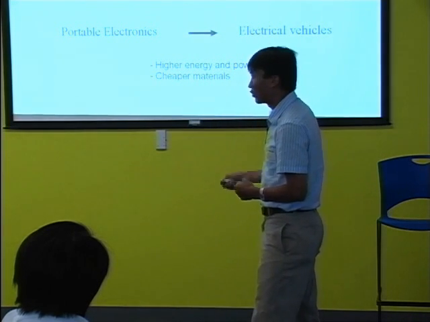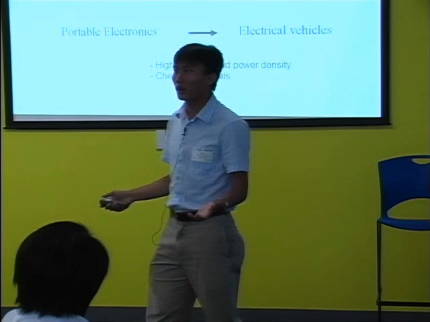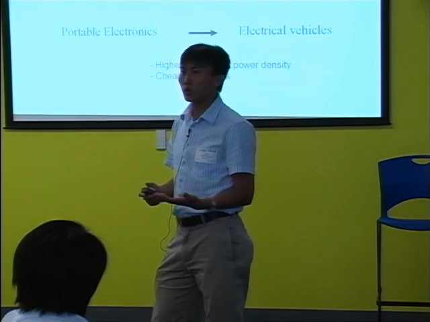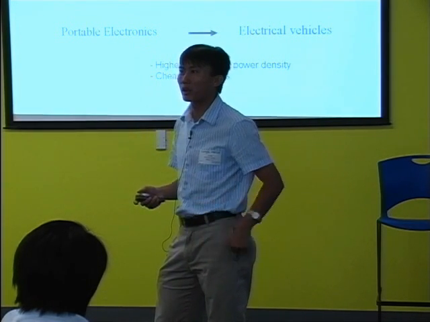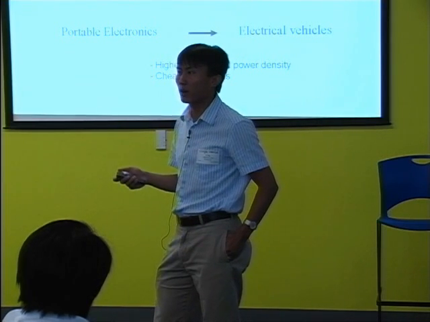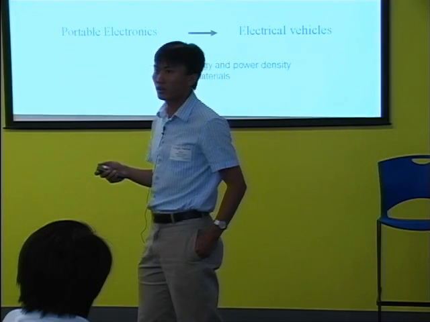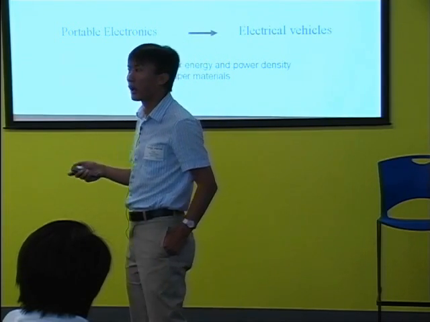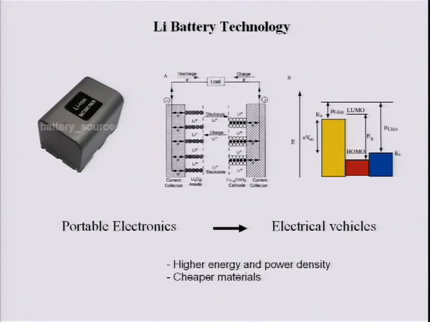Of course, you want it to be cheap. And the current battery technology is not cheap. Current lithium-ion battery technology is using lithium cobalt oxide. Cobalt is very expensive. It's toxic. And also, there's not enough cobalt in the world to supply electric vehicles. So we are coming from the nanotechnology standpoint. We want to impact these areas a lot, especially to improve the energy density and power density.